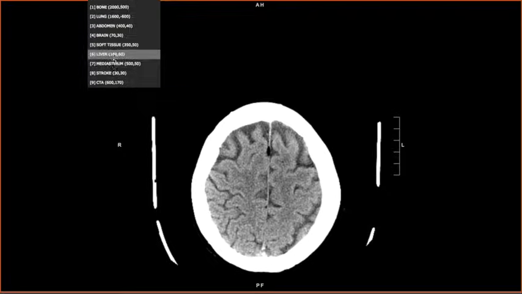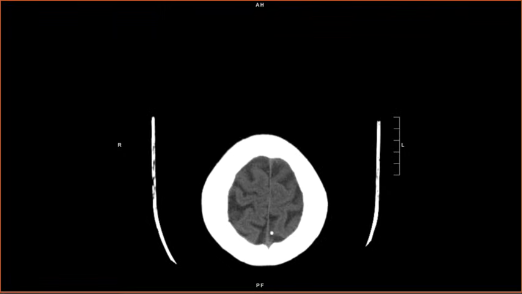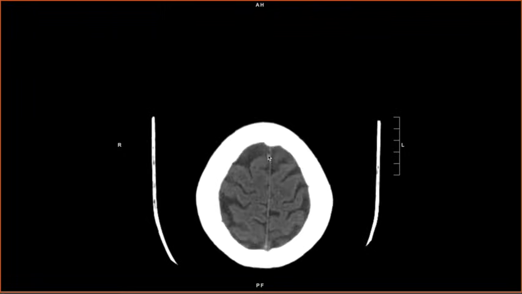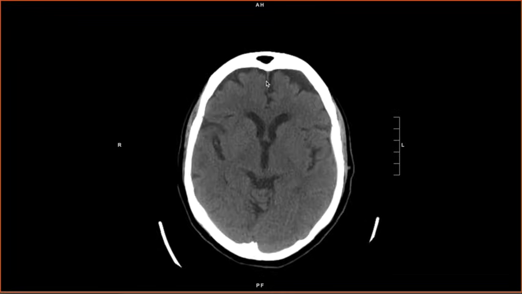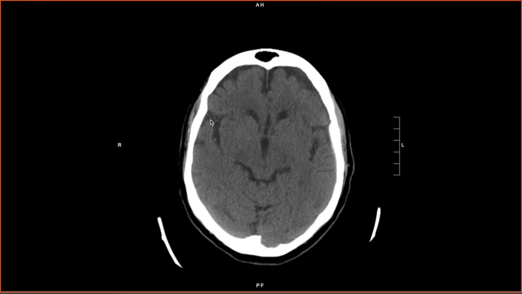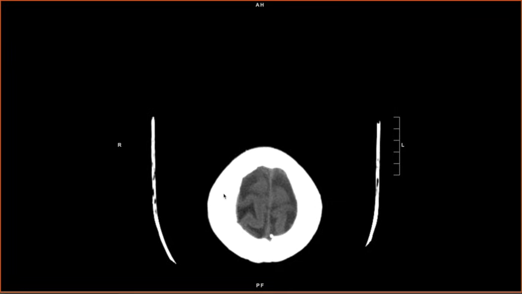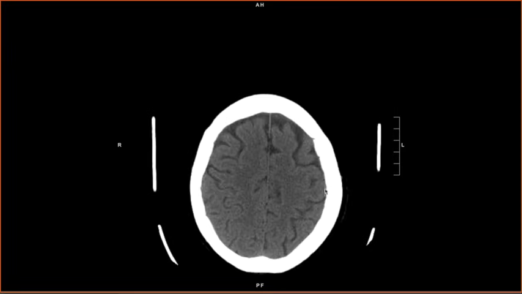to put on your blood windows. So I put on my blood windows. And again, I look for extraaxial hemorrhage. So I look anteriorly. On the right here laterally. Again, nothing. On the left here laterally.